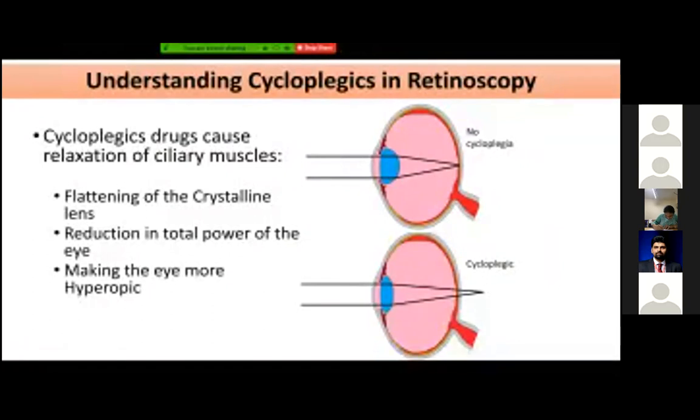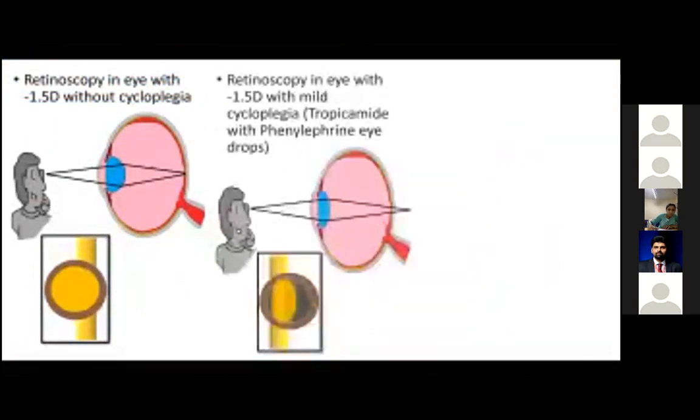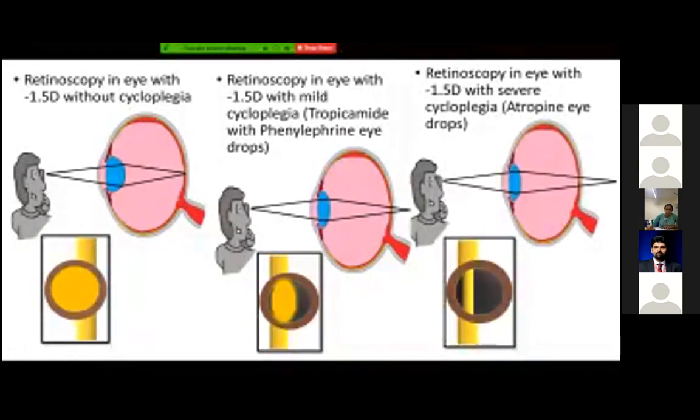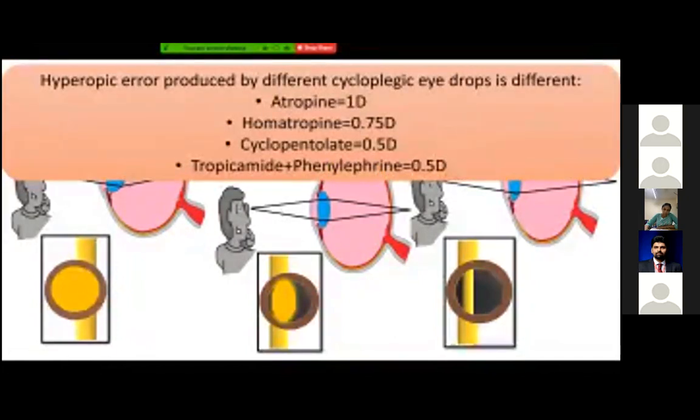What is the need of doing this in retinoscopy? Because many children have a very strong inherent ciliary muscle tone, and we want to abolish that while doing retinoscopy. So we do it with cycloplegia. So cycloplegic drugs cause hypermetropia. If you use a mild cycloplegic like Tropicamide with phenylephrine, it will cause some amount of hypermetropia. And if you use a strong cycloplegic like atropine, it will cause a much higher hypermetropia. So there is a hyperopic error produced by different cycloplegic drops, and this should be understood.